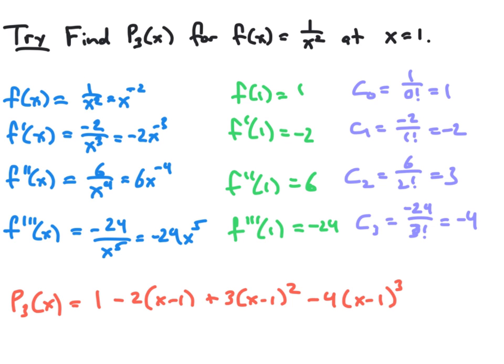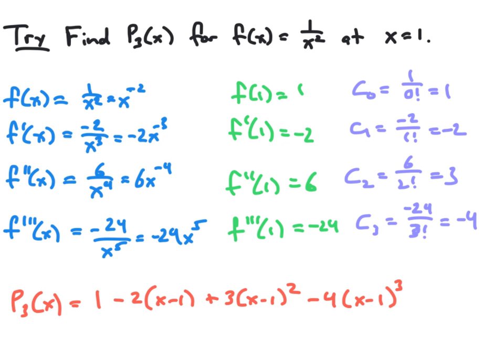To find P sub 3, we first find the function f of x, 1 over x squared, and its first 3 derivatives. Here, f prime of x will be negative 2 over x cubed, f double prime of x will be 6 over x to the 4th, and f triple prime of x will be negative 24 over x to the 5th. We then evaluate each of these functions at x equal 1, since that's the value for which we're finding the Taylor polynomial about. Here, f of 1 will equal 1, f prime of 1 will equal negative 2, f double prime of 1 will equal 6, and f triple prime of 1 will equal negative 24.